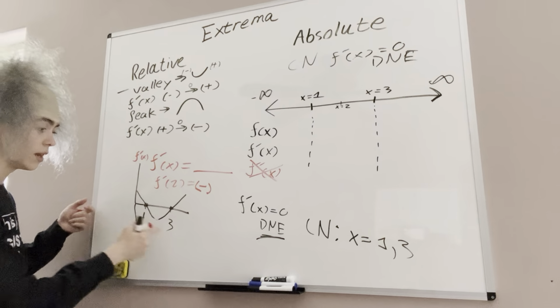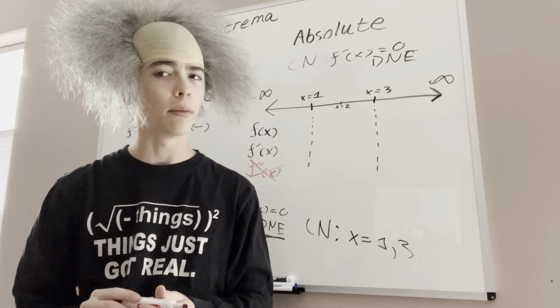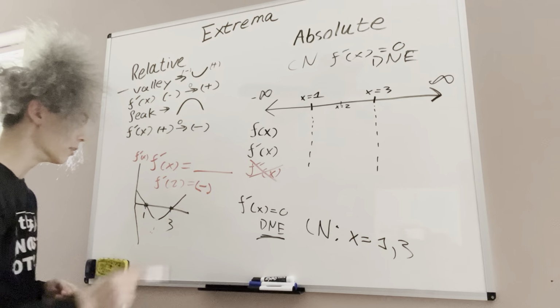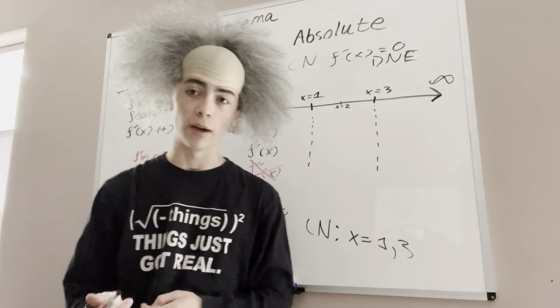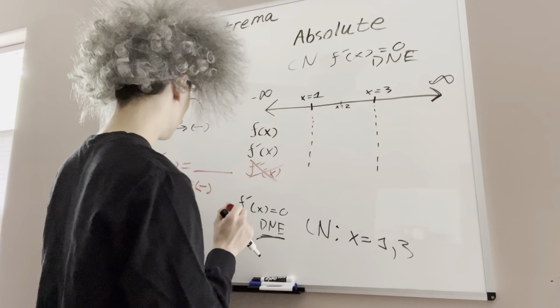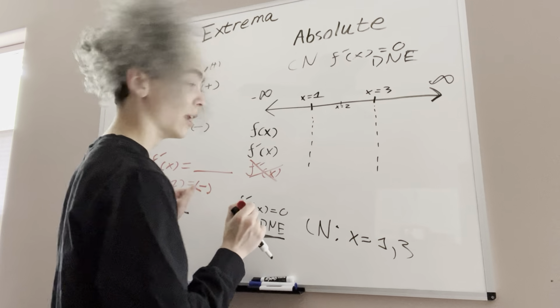We found that f prime of 2 is going to be equal to some negative number. We don't really care what that number is. We just need to know that it's negative, right? We could pick anything. We could pick f prime of 1.5, f prime of 2.5, any value between 1 and 3. But we find f prime of 2 is a negative number, right?